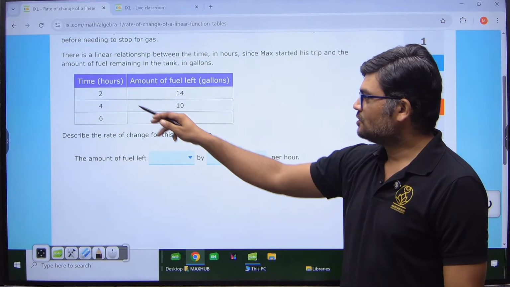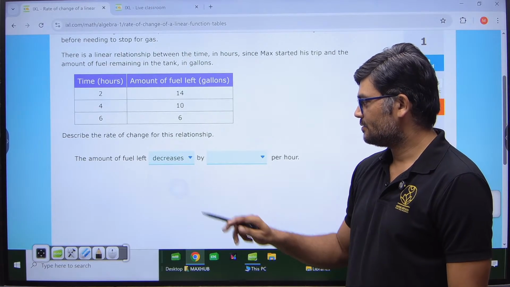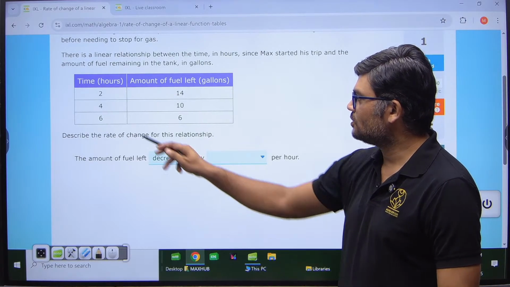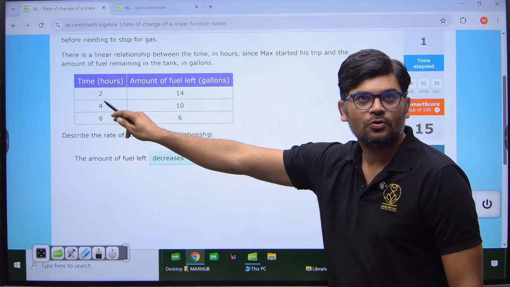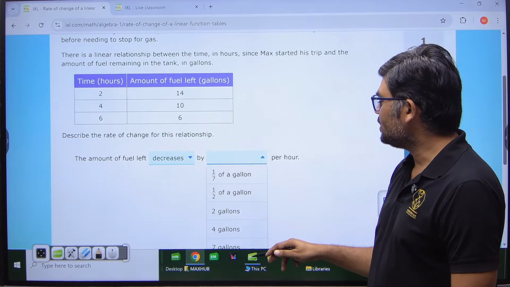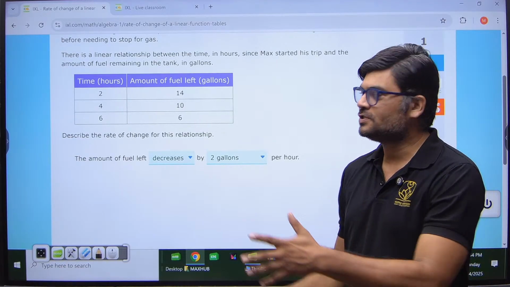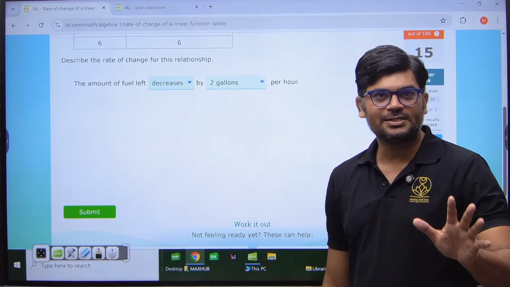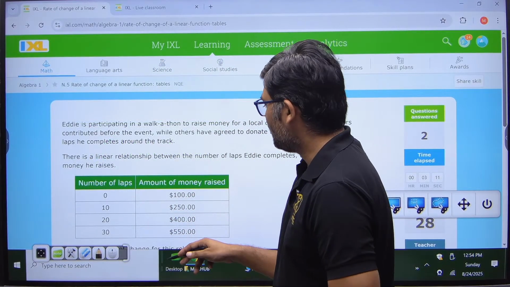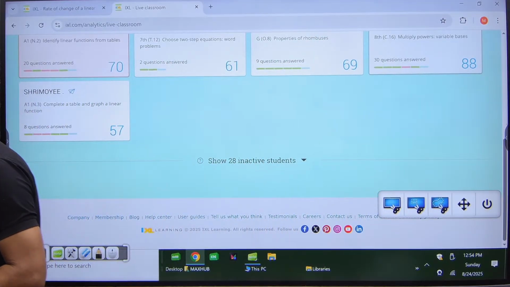Let us see here. So what is happening here? It is increasing or decreasing? Tell me. It is decreasing. Now we need to find at what rate it is decreasing. So the change of 2 has brought the change of 4 here. So at what rate is it decreasing? It is decreasing by 2 gallons per hour. So you have to find the rate of change from the table. Understood? It's a very easy exercise. Let me see if you can do this very easy exercise. Okay. So it is N5. Yeah, N5, in that same scenario.